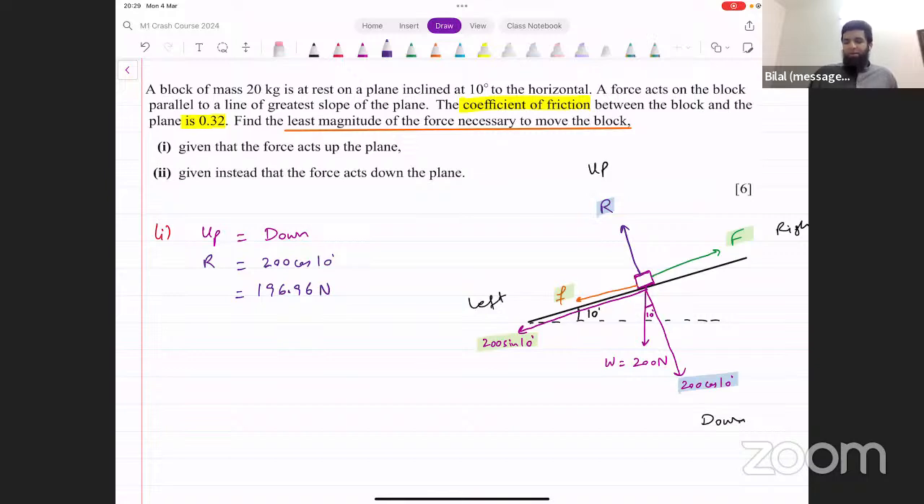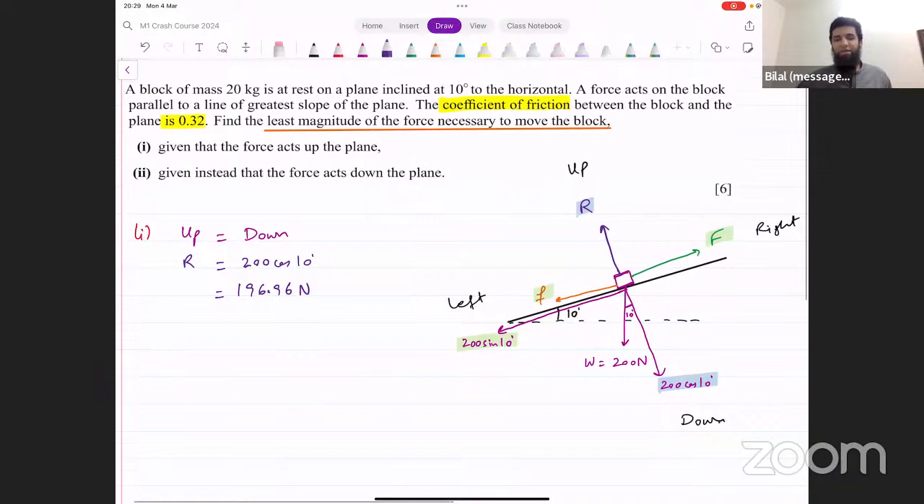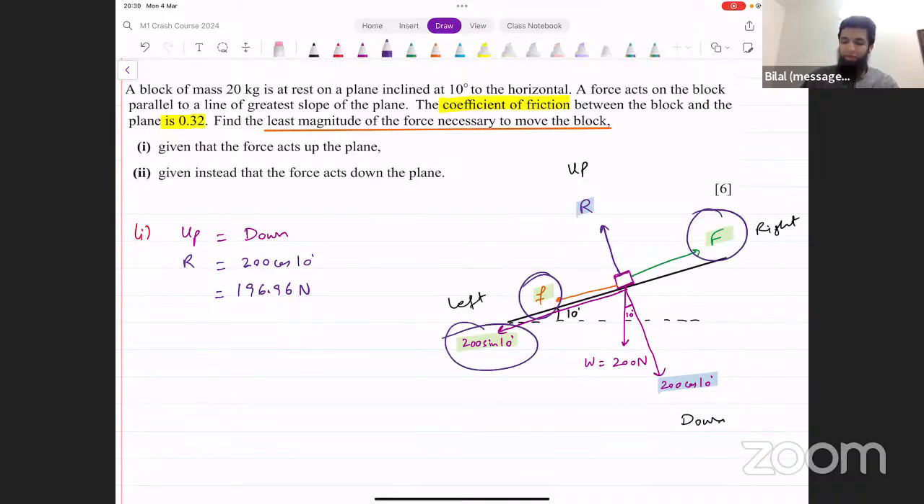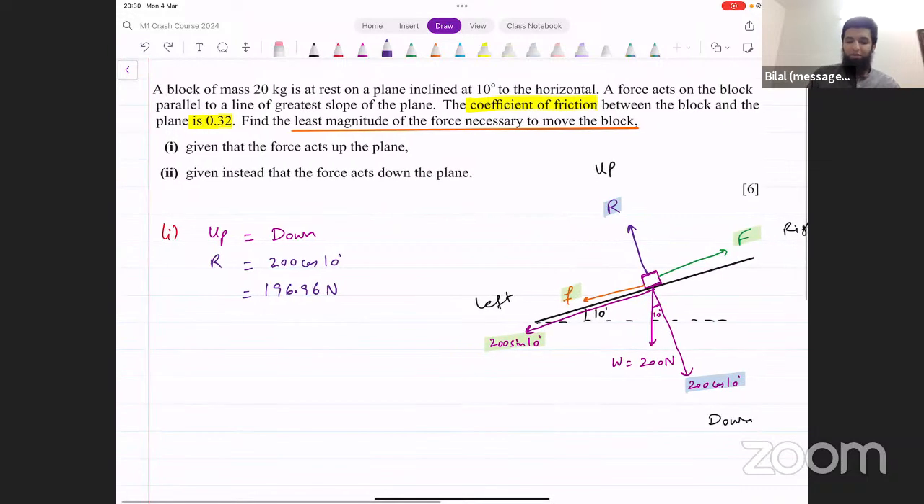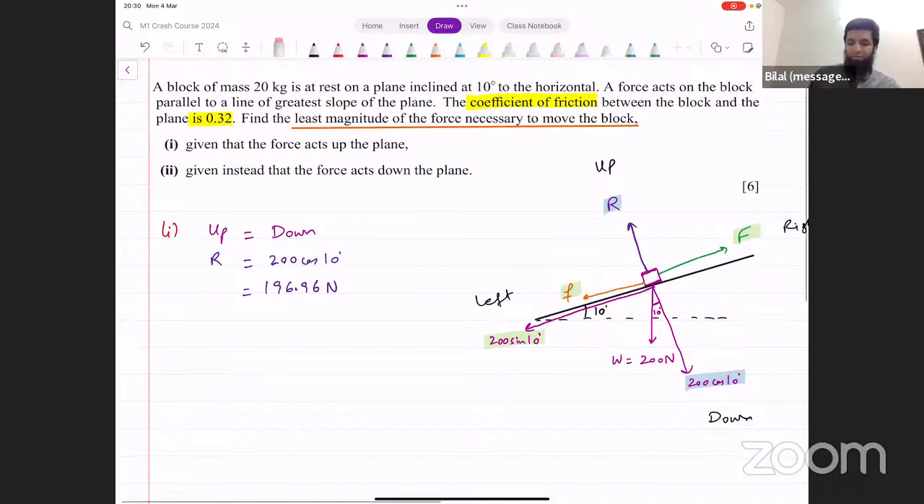Now let's think about the forces acting along the surface. The force acting toward the right side and the left side. Are they also going to be equal? They would be equal if the block was in equilibrium. Okay, if the block was in equilibrium, F would equal friction plus 200 sine 10. What we're looking for is the least magnitude of the force necessary to move the block.